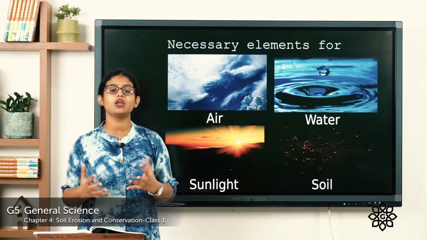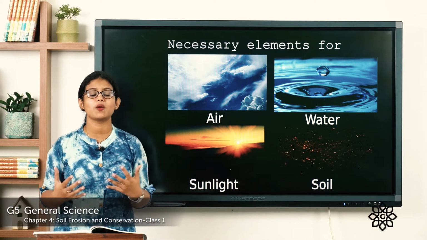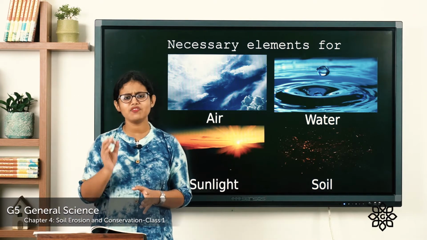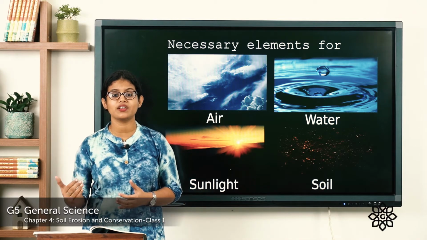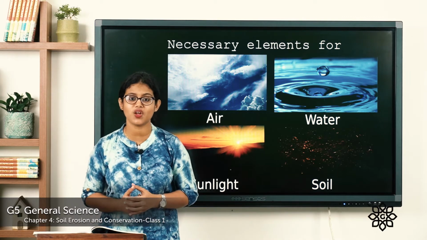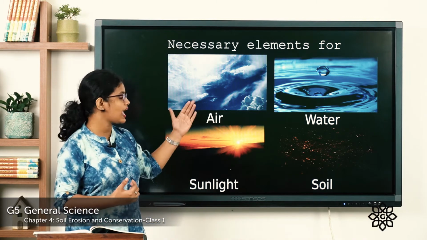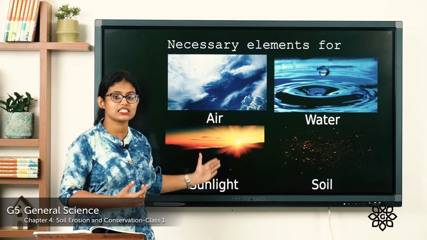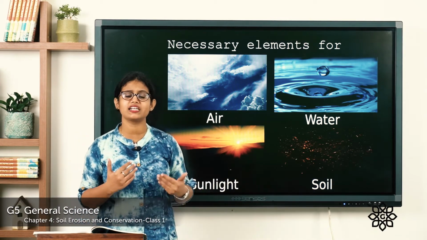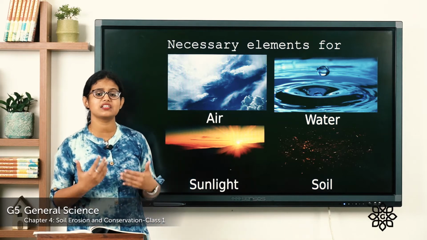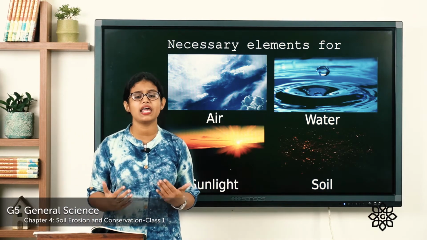So, where do we all live? We all live on planet Earth. And have you ever thought, why is life possible on Earth? Because of air, water, sunlight and soil. Air, water, sunlight and soil are the basic necessary elements of life.